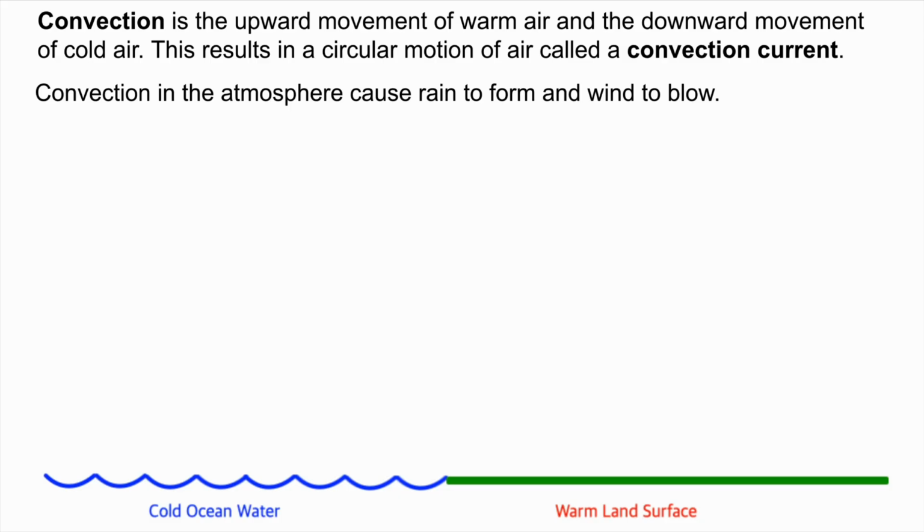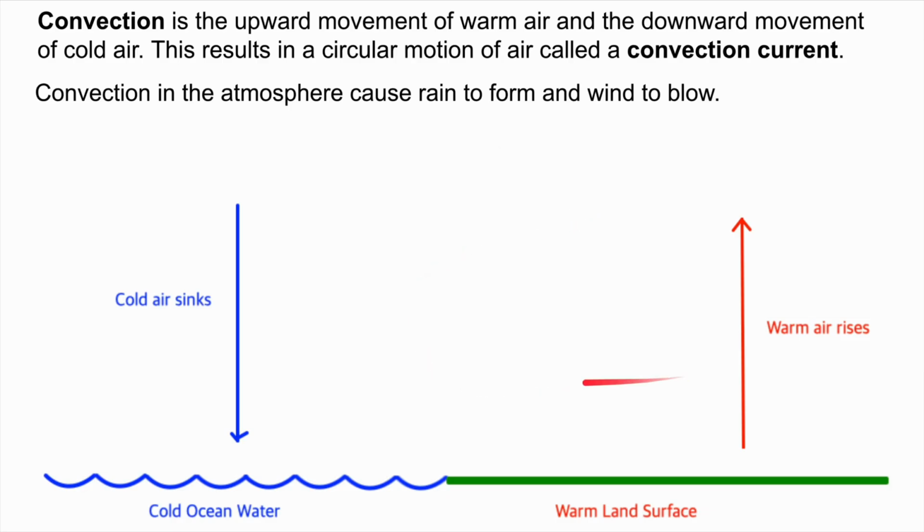Now let's talk about a concept called convection. We're almost done, I promise. So let's go back to convection. So basically, convection is the upward movement of warm air and the downward movement of cold air. And it happens because the Earth's surface is unevenly heated. Parts of it are warmer, parts of it are colder. So where it's warmer, the air rises. Where it's colder, it sinks.